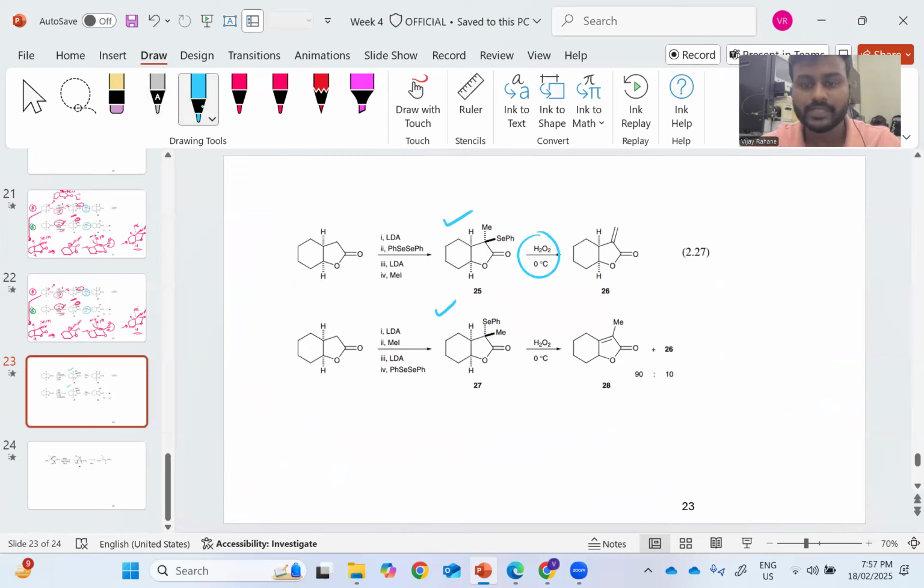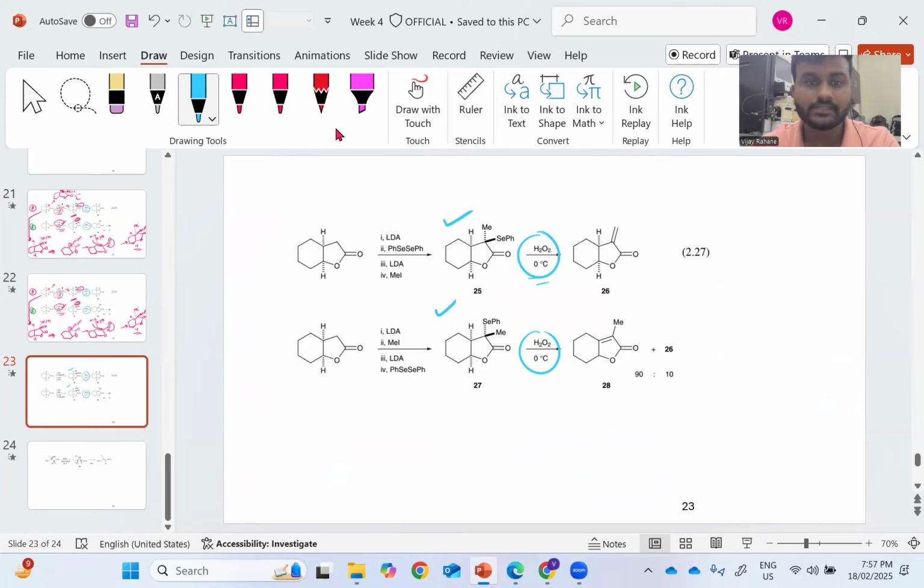Now if we perform the same reaction, that is H2O2 at 0 degrees Celsius, on these two, what happens? We get two different products. And why do we get two different products? This is the elimination reaction, right? Because we have already seen this SePh get oxidized, followed by the elimination reaction.